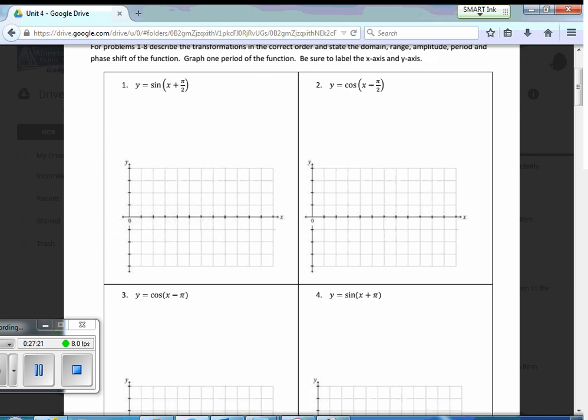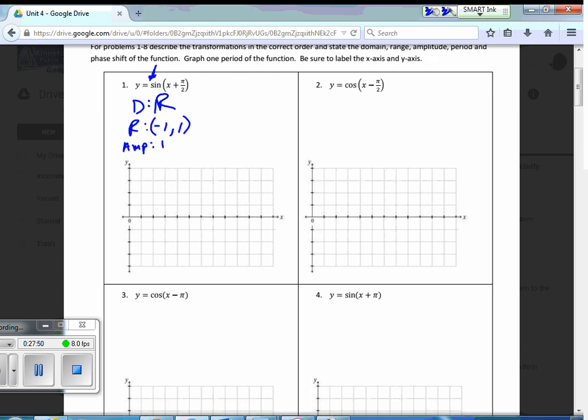Yes. It says, state the domain, range, amplitude, period, and phase shift. Domain. For sine and cosine, it's always all reals. Really simple. Range. How low to how high? We didn't mess with the low and the high because there's nothing up in front. So it's still -1 to 1. The amplitude. It's just the number in the front. There's no number there, so there's a 1 there.